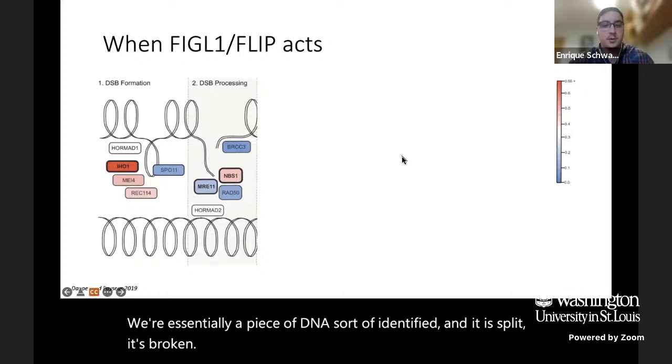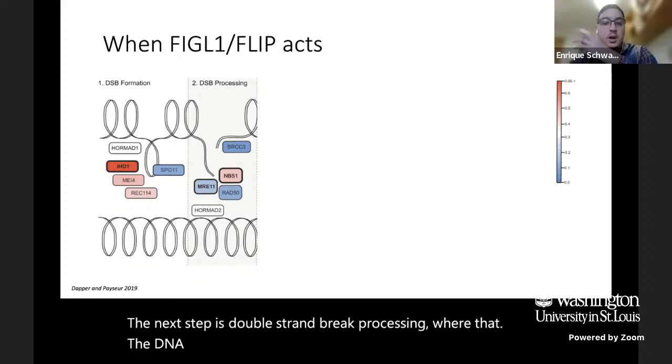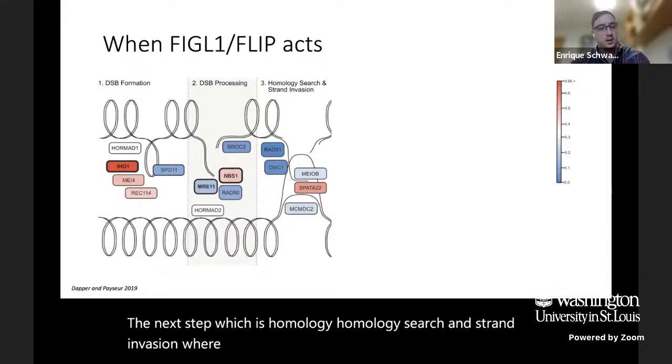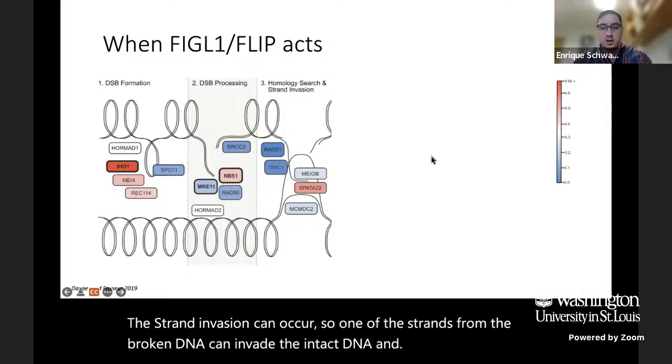The next step is double strand break processing, where the DNA is essentially prepared for the next step, which is homology search and strand invasion, where the other homologous chromosome is searched for that homologous region, and the strand invasion can occur. So one of the strands from the broken DNA can invade the intact DNA, and recombination can occur.